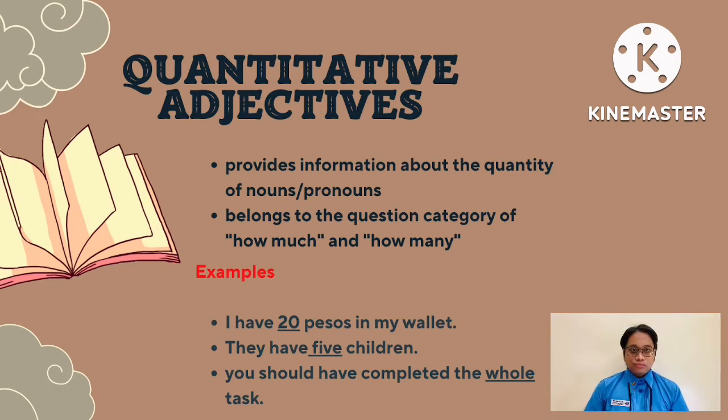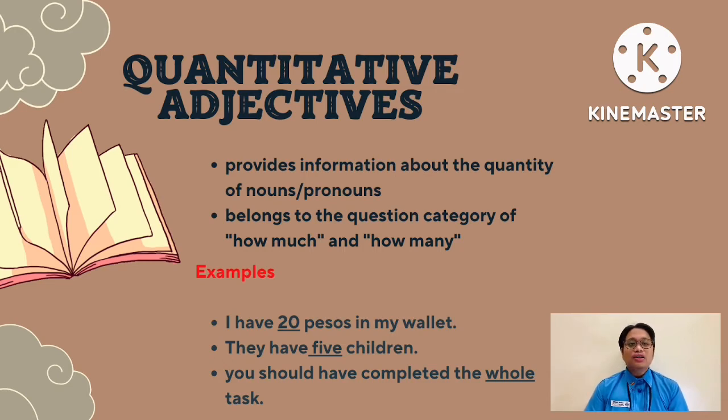Okay, so let us now proceed to the different examples. The first one we have, I have 20 pesos in my wallet. So the quantitative adjective used in this sentence is 20. And 20 describes the pesos. Okay, so how many pesos? 20 pesos. So it answers the question, how many or how much?